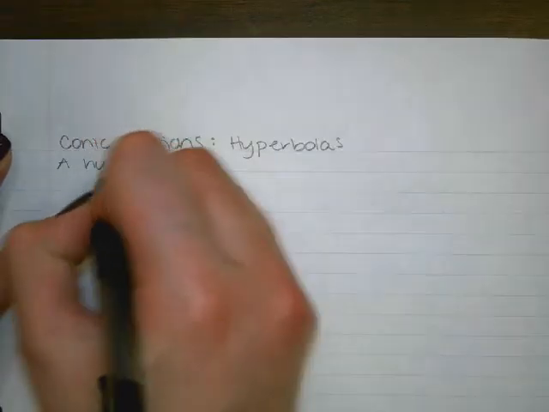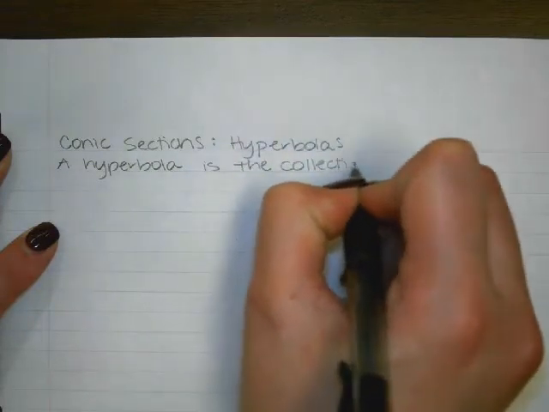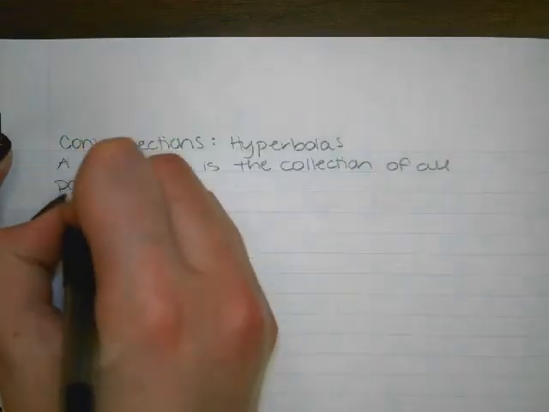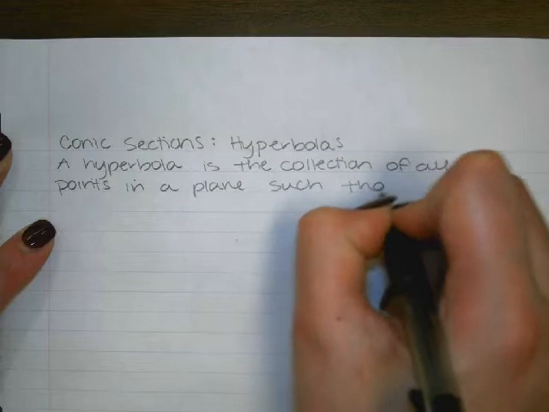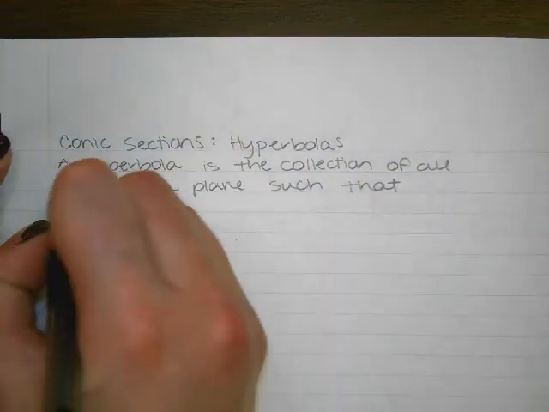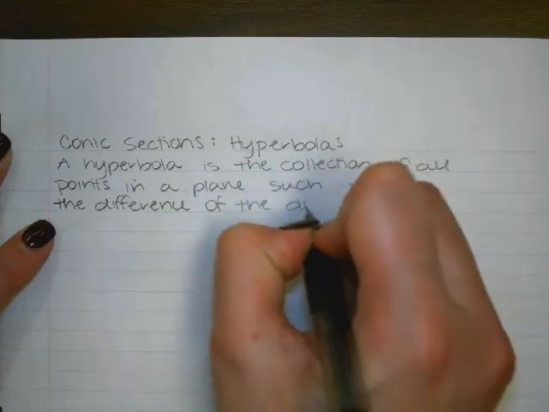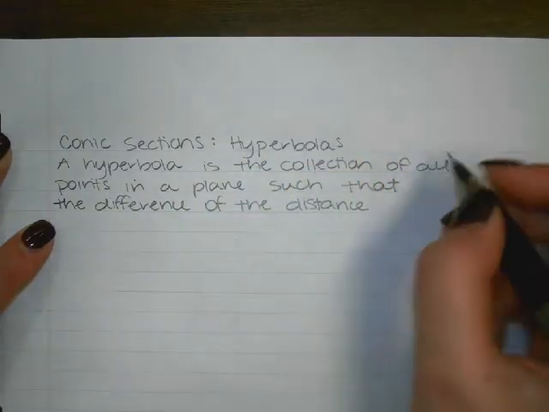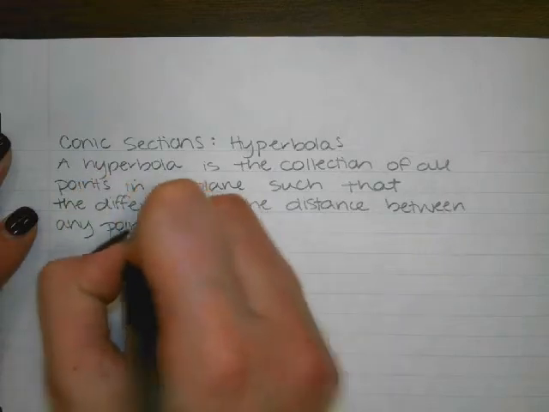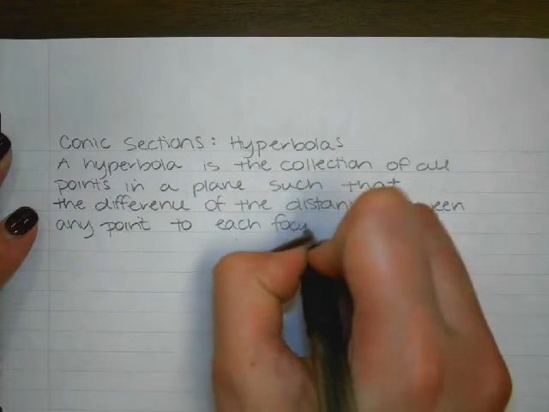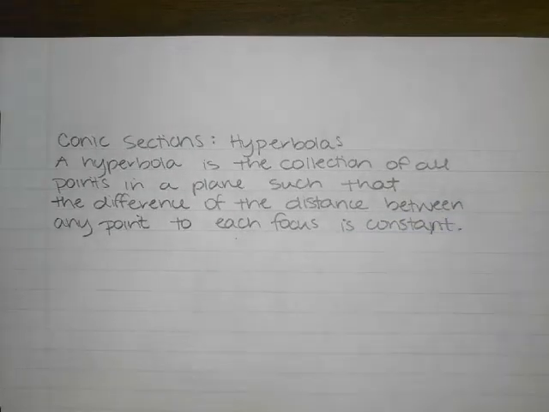A hyperbola is the collection of all points in a plane such that the difference of the distance between any point to each focus is constant. And so what they mean by difference is if you subtract them.